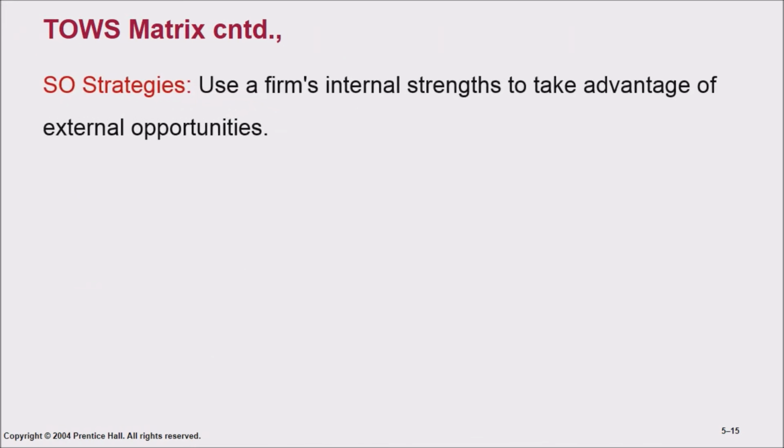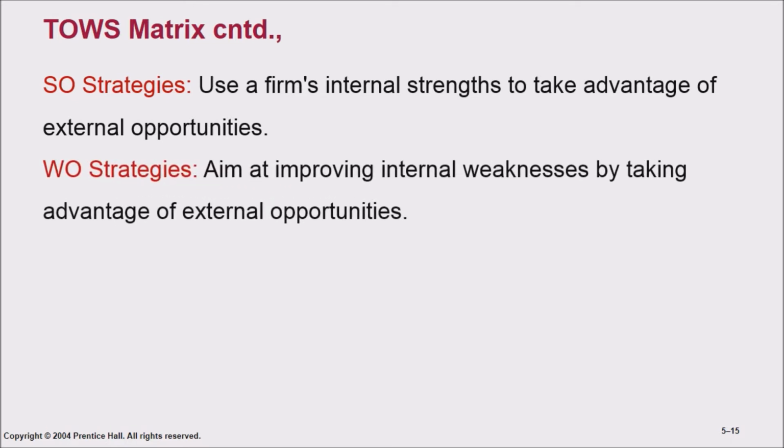SO strategies use a firm's internal strengths to take advantage of external opportunities. All managers would like their organizations to be in a position where internal strengths can be used to take advantage of external trends and events. WO strategies aim at improving internal weaknesses by taking advantage of external opportunities. Sometimes key external opportunities exist, but a firm has internal weaknesses that prevent it from exploiting those opportunities.